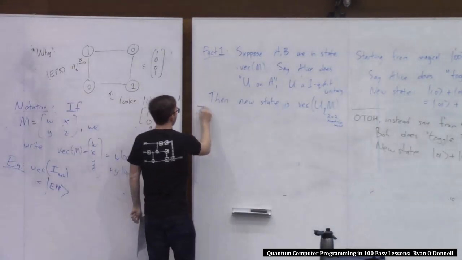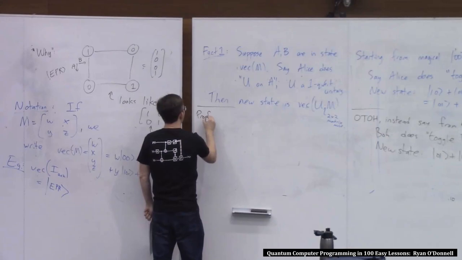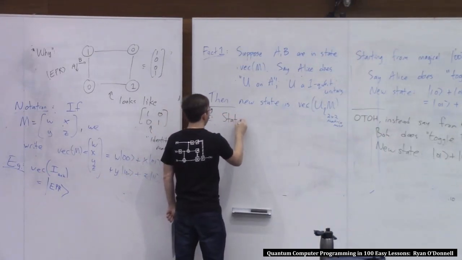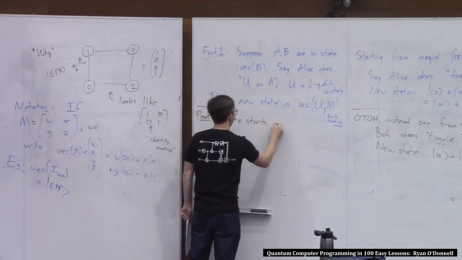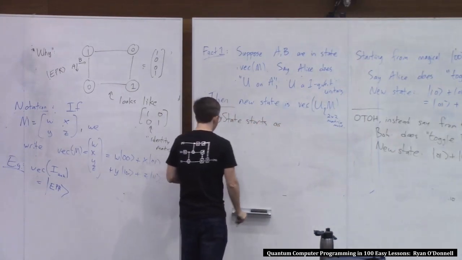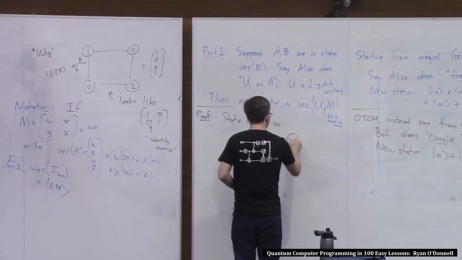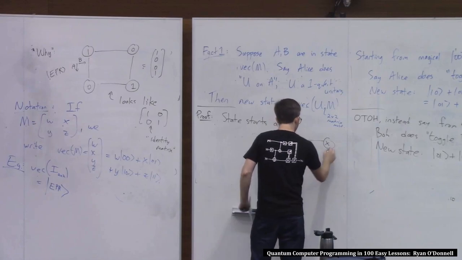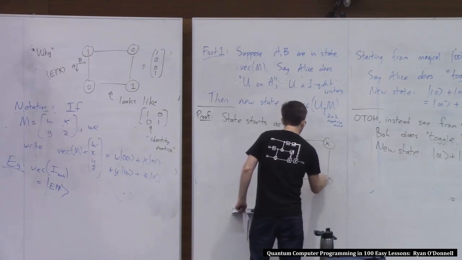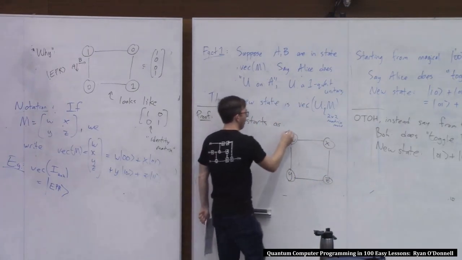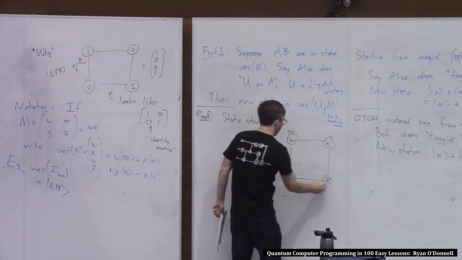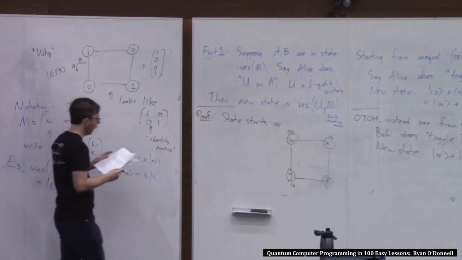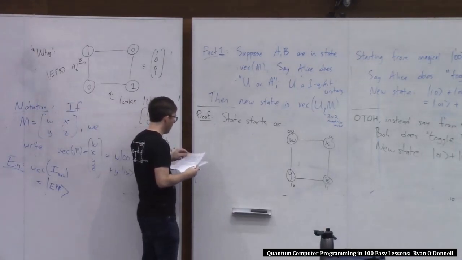So let's check this. The state starts out like this. Let me draw it over here. W, X, Y, Z. This is just the generic starting state, drawn in this nice square way. A is going up and down as it usually does, and B left and right.